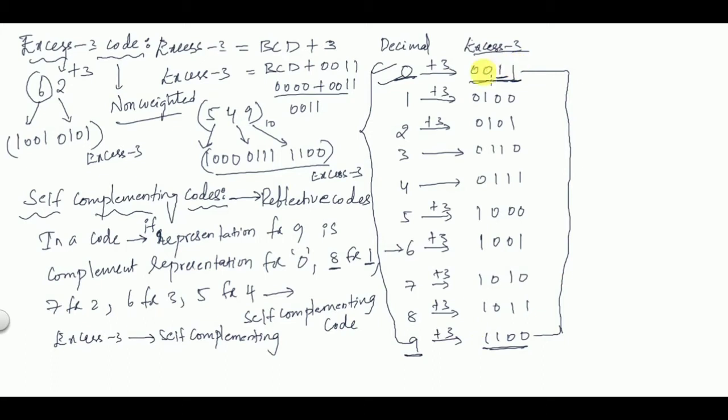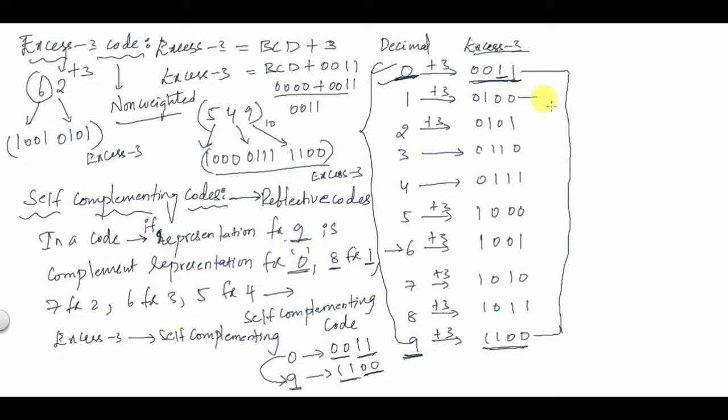That is, wherever zeros are present in the code for 0, you have ones in the code for 9. The representation of 0 in XS3 code is 0011. Similarly, 9 is 1100. Wherever ones are there, in the code for 9 we have zeros, and wherever zeros are there we have ones. So the code for 0 is the complement code for 9. The first condition is satisfied. So the code representation for 9 is the complement code for 0.